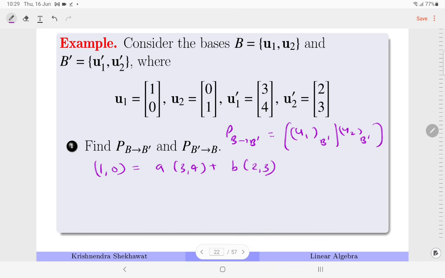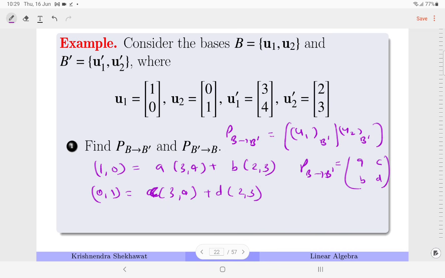Yes, and these a, b give you the first column. Similarly, you want to write (0, 1) as a linear combination of a times (3, 4), or you can say c times (3, 4) plus d times (2, 3). So your P from B to B dash would be [a b] and [c d]. Yes, now calculations are quite easy.